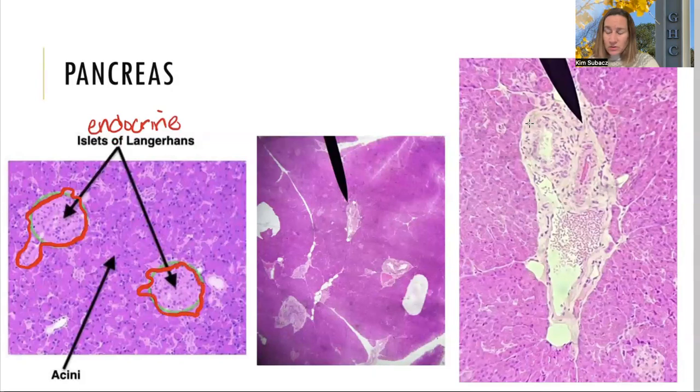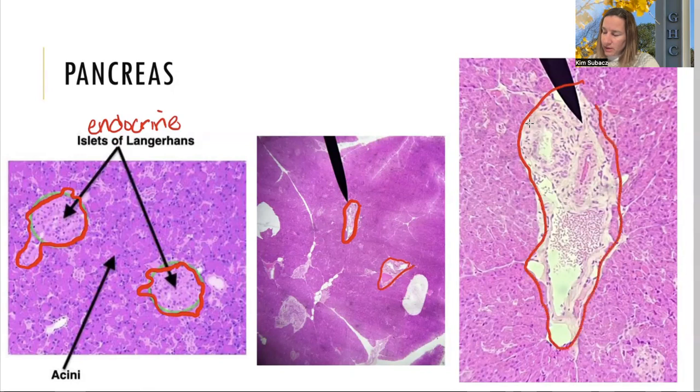Not really what we're focused on in this chapter. Here is another islet of Langerhans. Here is one zoomed in. This is a pancreatic islet, or the islet of Langerhans. We don't worry about that in this chapter. For digestion, we want to know about its exocrine features.